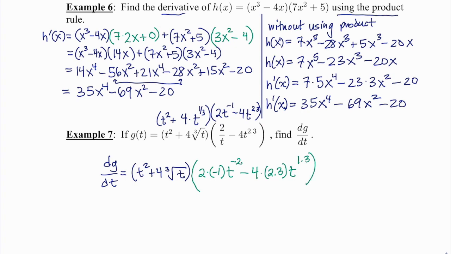So there's the first times the derivative of the second, and then I want to add to that the second times the derivative of the first. The derivative of the first will look like 2t plus 4 times the exponent on t, which was 1/3, not 1/2, times t, and the new exponent will be 1/3 minus 1, so 1/3 minus 3/3 is negative 2/3.